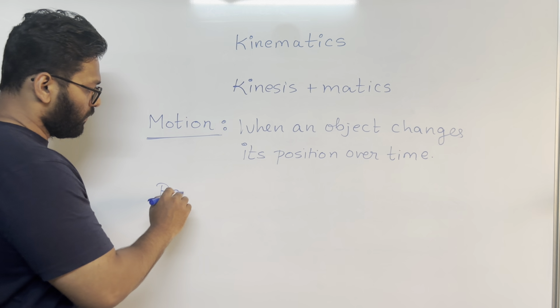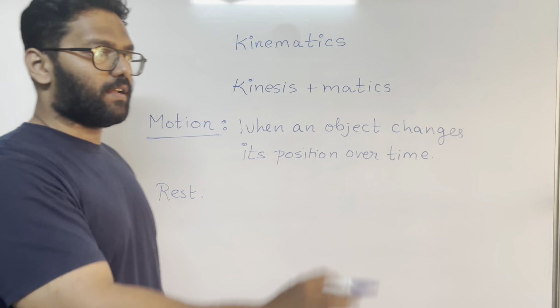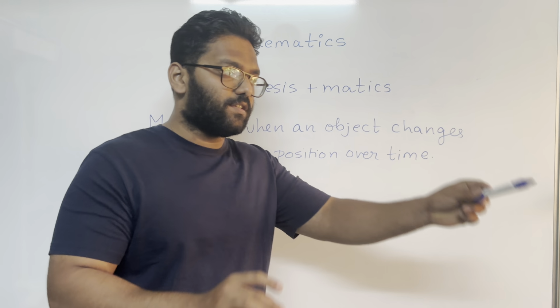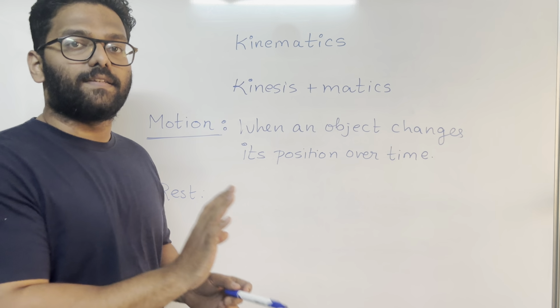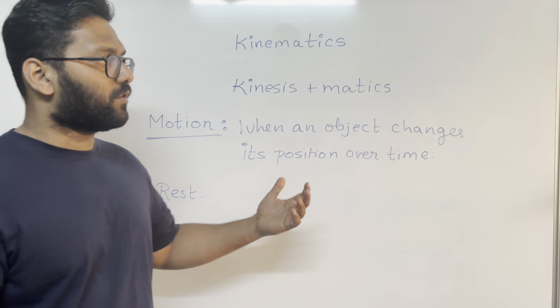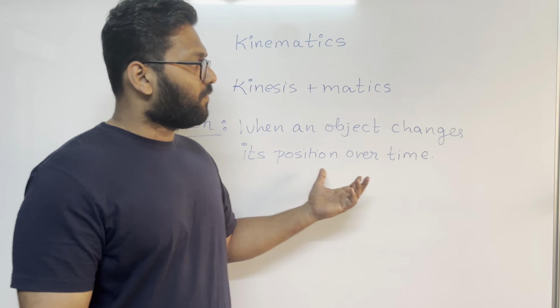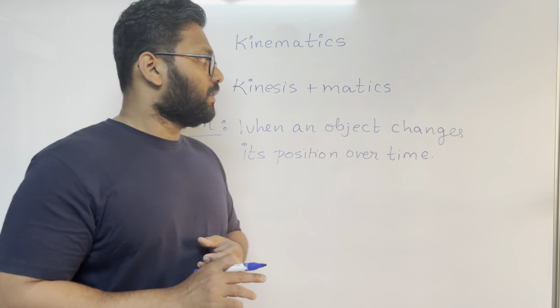Okay, so now look at this. Suppose this is a marker, right? If I throw this marker, of course its position is changing over time for me as well as you. For both of us, the marker is in motion. Now look at this whiteboard. The whiteboard is not going anywhere. That means the whiteboard is at rest with respect to me as well as you.